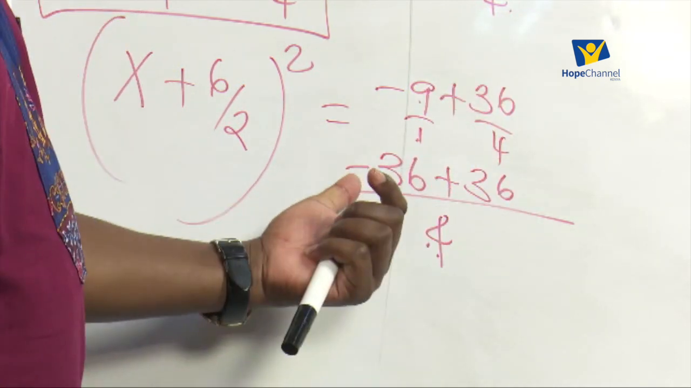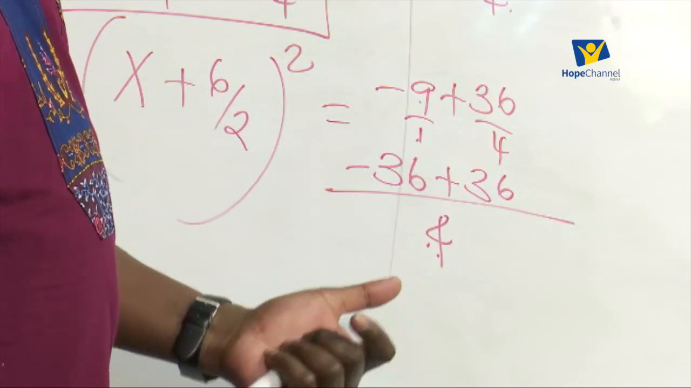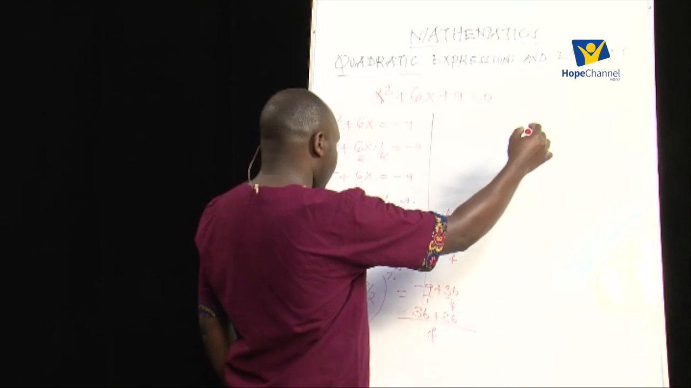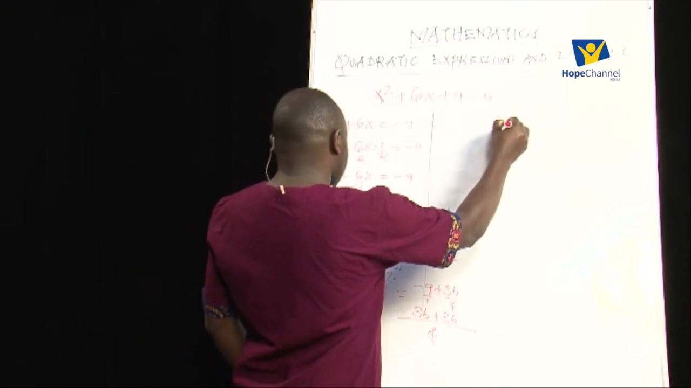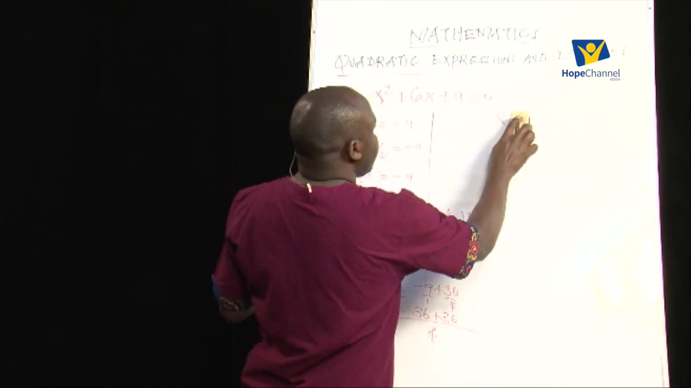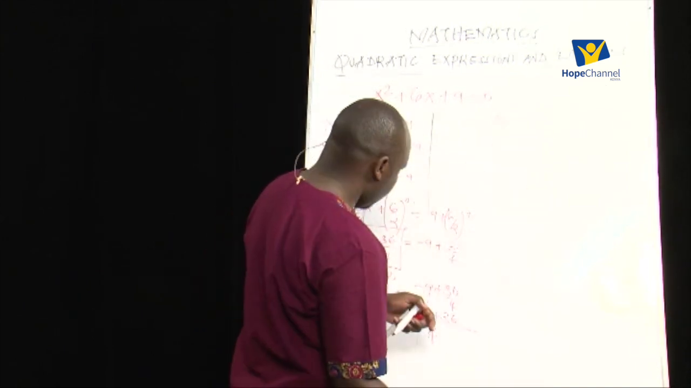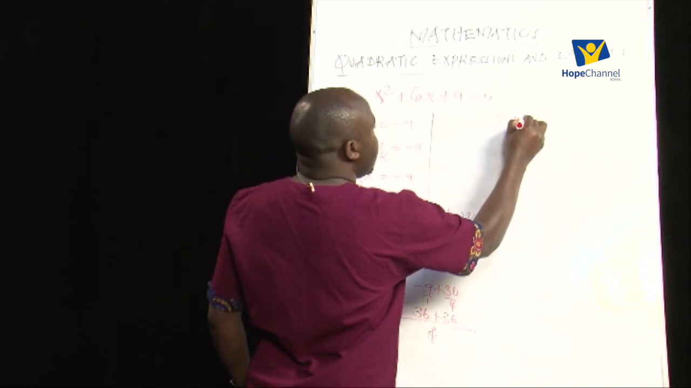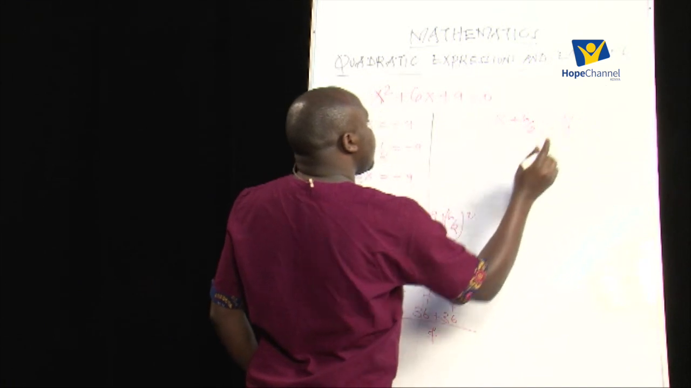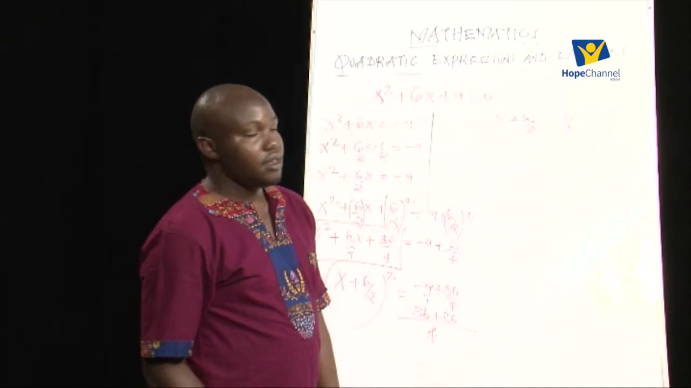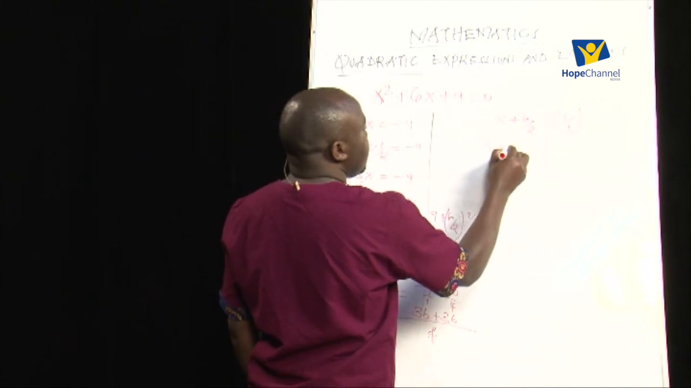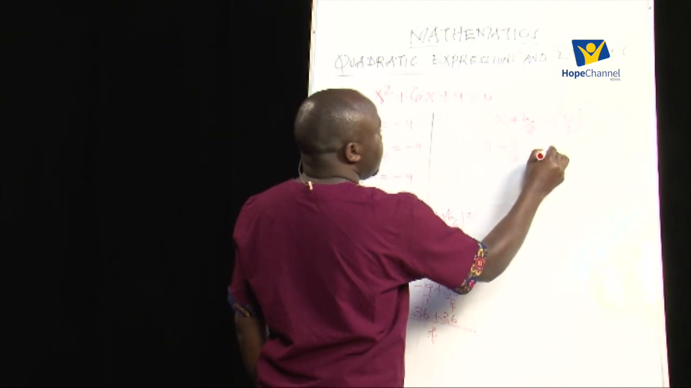So what is negative 36 plus 36? Negative 1 and positive 1 is 0. So I'm going to have 0 over 4. So I'm going to have x plus 6 over 2, squared, is equal to 0 over 4. 0 divided by any number is 0. So definitely this one is 0. So I'm going to have x plus 6 over 2 is 0.